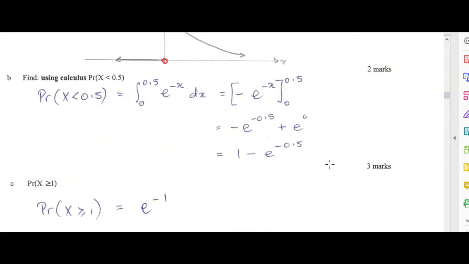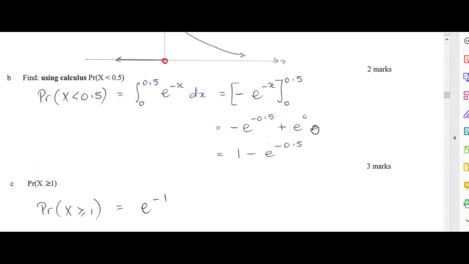All right, find using calculus the probability that x is less than 0.5. Okay, so we're just setting up the definite integral. So we've got 0.5 here. If you want to write it as a half, that's fine. You know, I prefer fractions. So we're just doing the definite integral. You need to know the antiderivative of e to the negative x. So hopefully you've got all your calculus stuff or your antiderivatives in your bound reference.